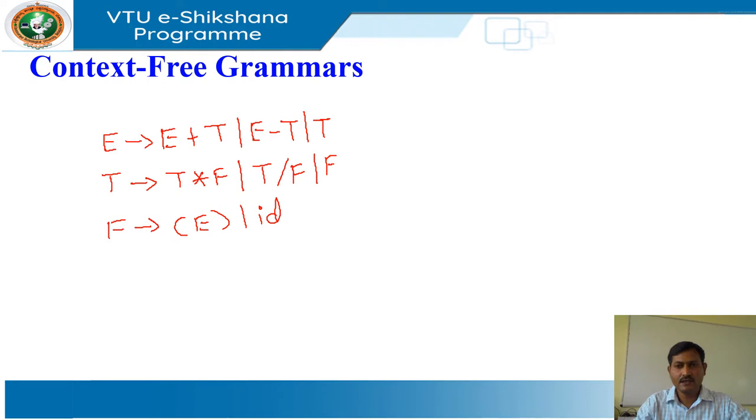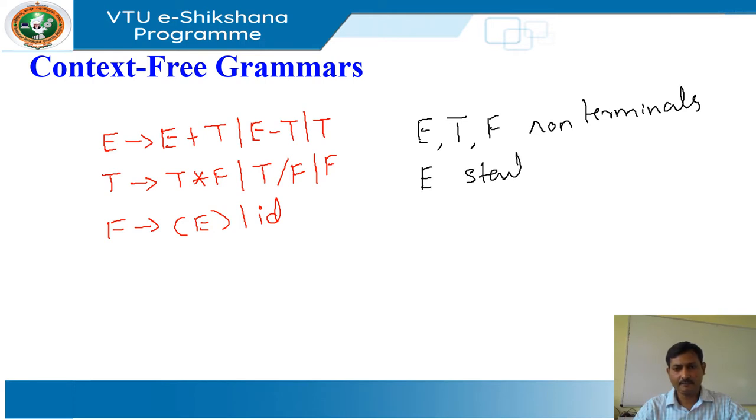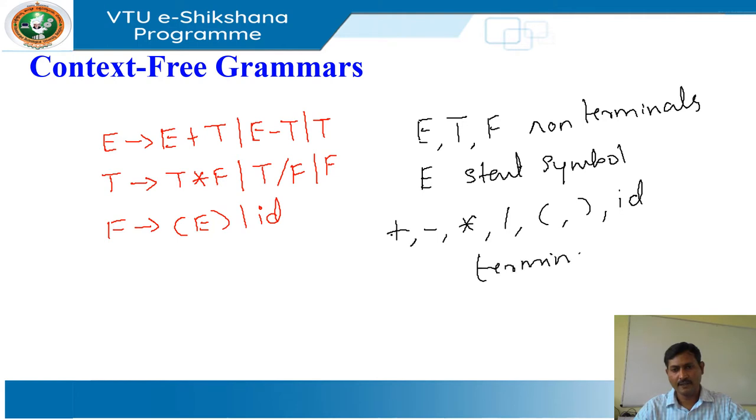Here, the notational conventions tell us that the symbols E, T and F are non-terminals, and E being the start symbol of the grammar, and the remaining symbols are terminals. The remaining symbols are plus, minus, star, slash, opening parenthesis, closing parenthesis and ID. These are terminal symbols.